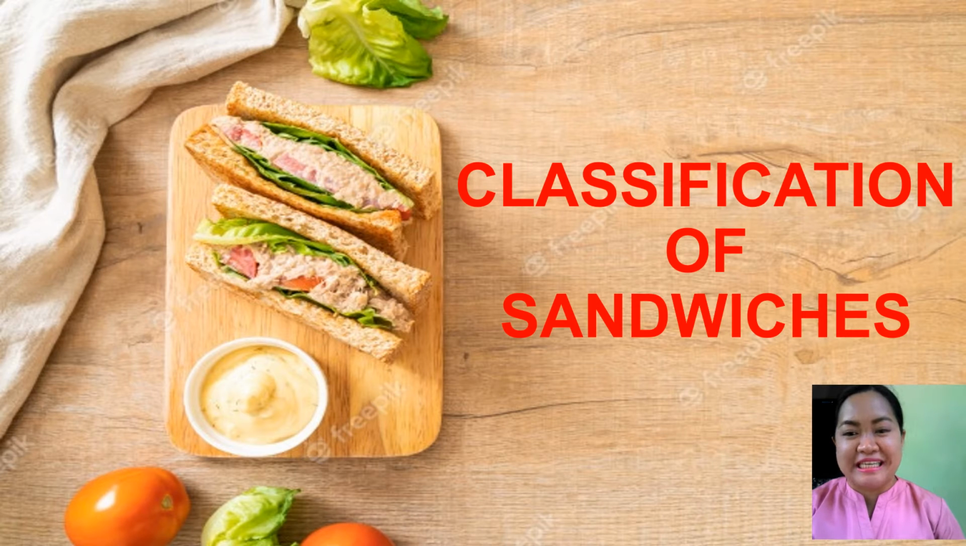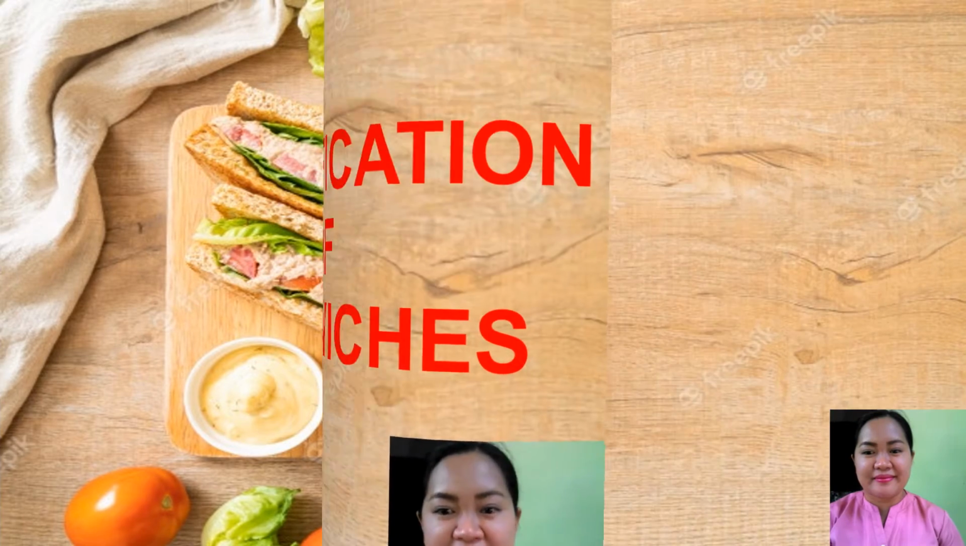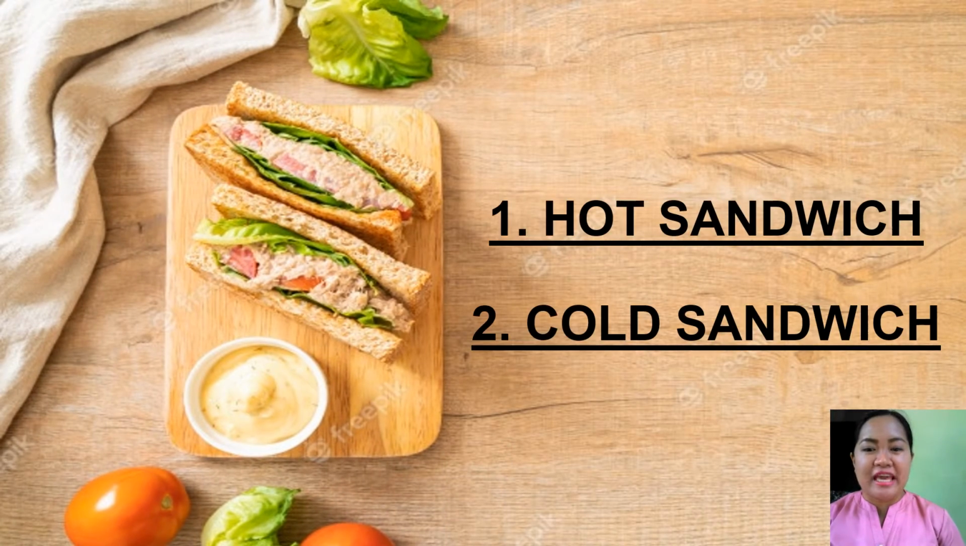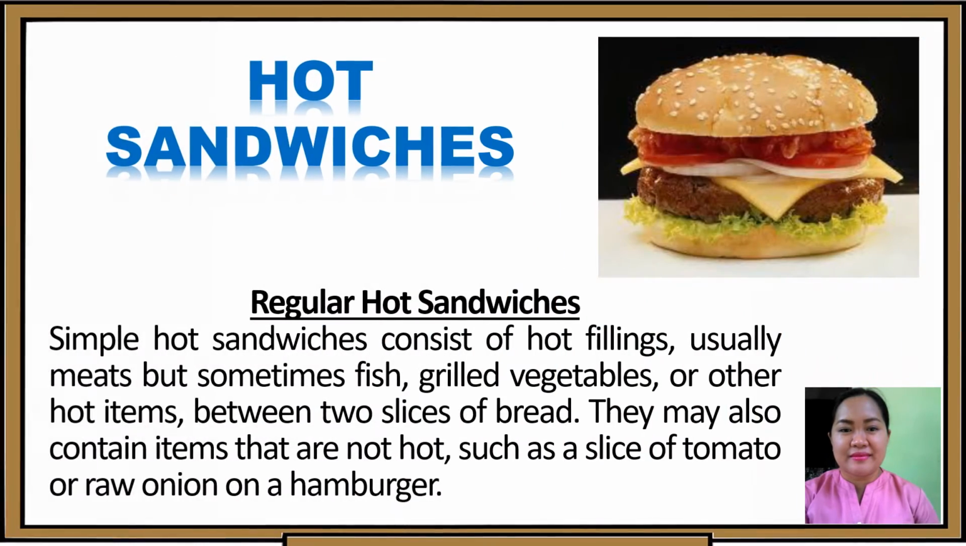This time, let us proceed to our new lesson, which is all about the classification of sandwiches. We have two classifications of sandwiches, the hot sandwich and the cold. Simple hot sandwiches consist of hot fillings, usually meats, but sometimes fish, grilled vegetables, or other hot items between two slices of bread. They may also contain items that are not hot, such as sliced tomato or raw onion on a hamburger.